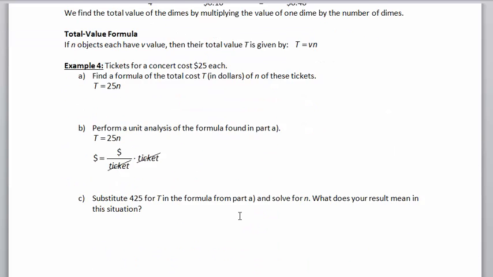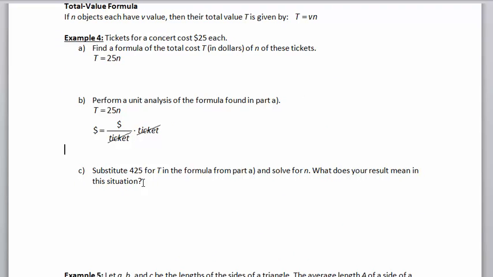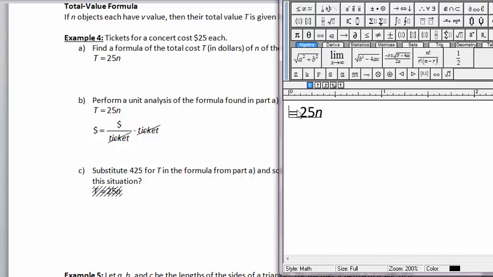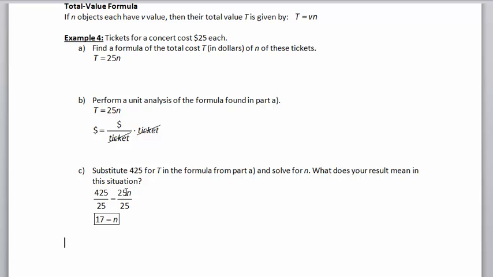In part C, we want to substitute 425 for T and solve for N and discuss the meaning. So using the same equation, we're going to plug in 425 for T. To solve for N, we're going to want to divide both sides by 25. That gives us a value of 17 for N. So when I discuss what it means, I want to mention both parts: the part that I was originally given, the 425, and the 17, those two numbers. So this means that it will cost $425 for 17 tickets. When you're explaining, it's important that you talk about both the 425 and the 17 in your sentence.